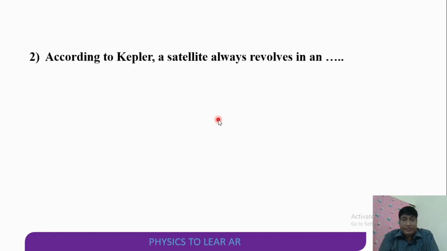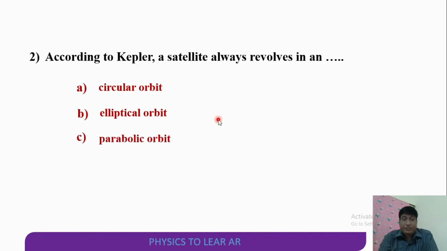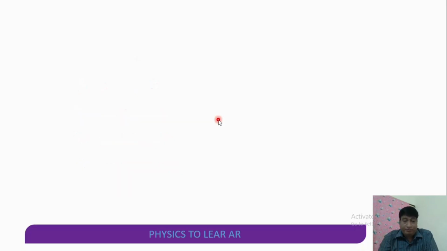According to Kepler, a satellite always revolves in a circular orbit, elliptical orbit, or parabolic orbit. The answer is elliptical orbit.